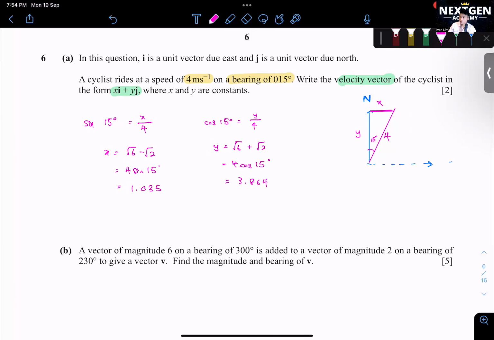3.864. Your final answer, when you present, needs to be any of this value i plus any of this value j. I'll just write it as 4 sine 15 i plus 4 cos 15 j. Yeah, all correct. You can leave it as root also. All is acceptable, any value that is equivalent to it.